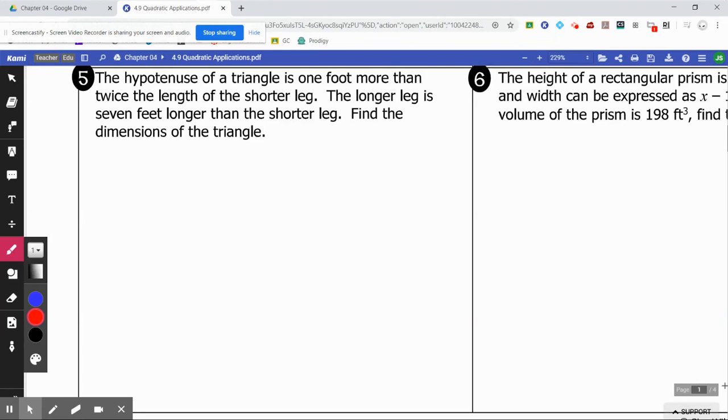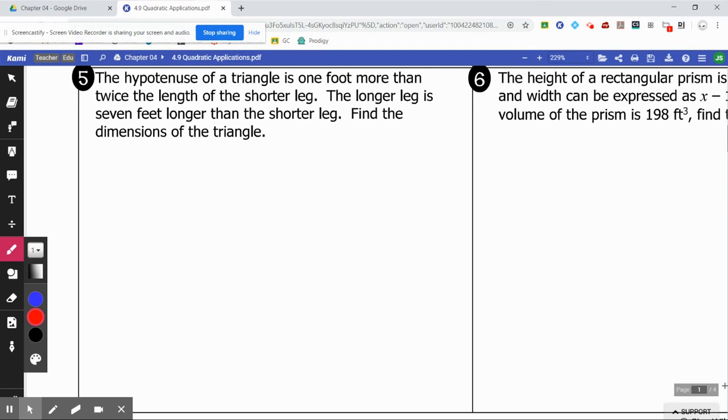Okay, number 5. Number 5 is a Pythagorean theorem question. It says the hypotenuse of a triangle, so it is a right triangle, is 1 foot more than twice the length of the shorter leg. The longer leg is 7 feet longer than the shorter leg.